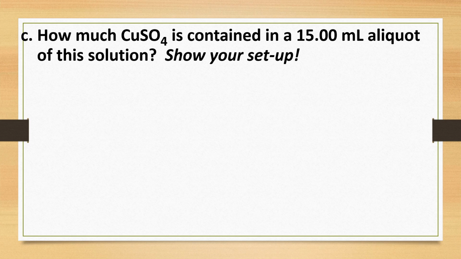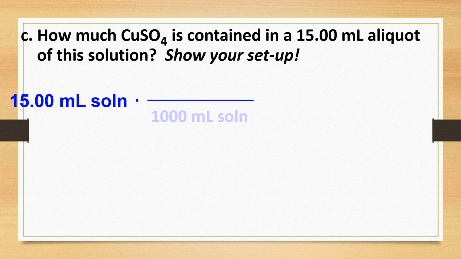And then we want to calculate how many moles of this substance, just your solute, is inside this 15 milliliter portion of your solution. So what we'll do, of course, is start with our given. We're going to start with the 15 milliliters of solution. The next thing we need to do is convert this into liters, so we need to divide by 1,000 milliliters. So the first thing is to convert the volume to the standard volume in liters.